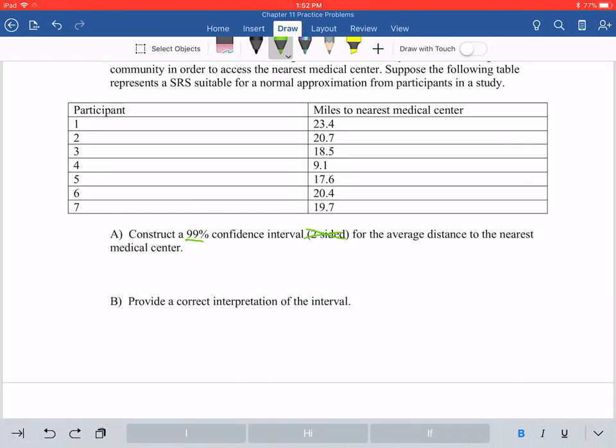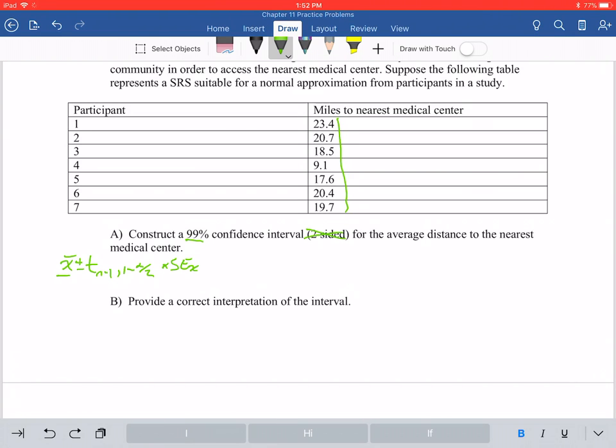For the interval, the first thing we need to do is determine our confidence interval formula. Let's look at it. Our confidence formula is x bar plus or minus t of n minus 1, comma, the cumulative probability of 1 minus alpha over 2, multiplied by the standard error of x. So let's start with getting our x bar first.